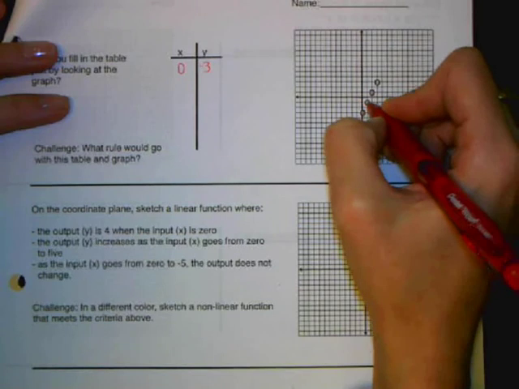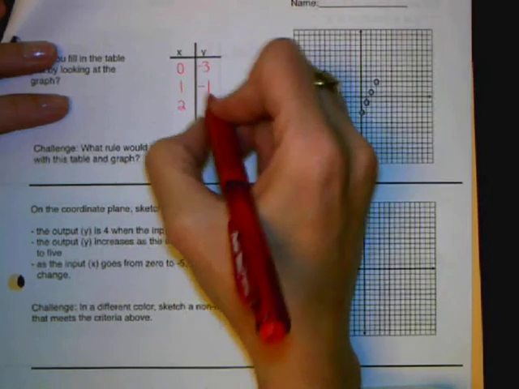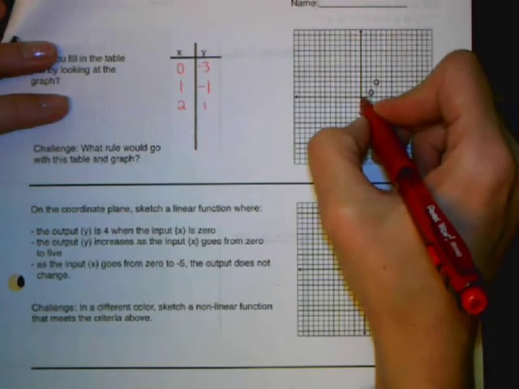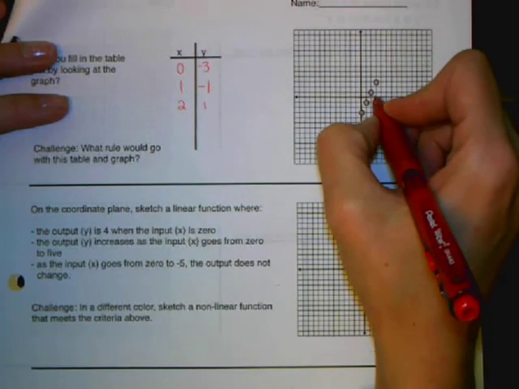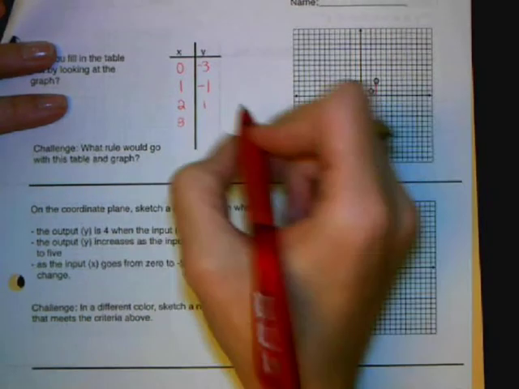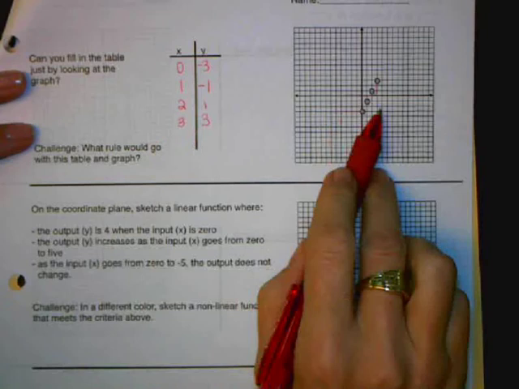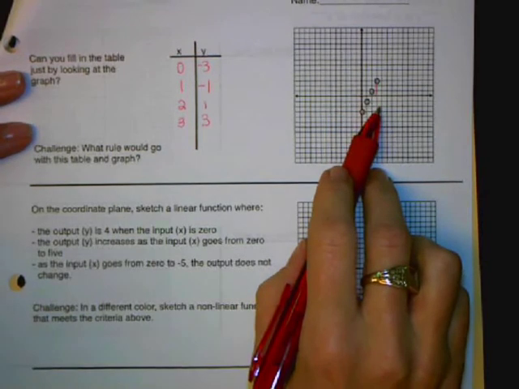The next point is 1, negative 1. The next point is 2, and then positive 1. The next point is 3, and then positive 3. So I've made a table just by looking at that graph.